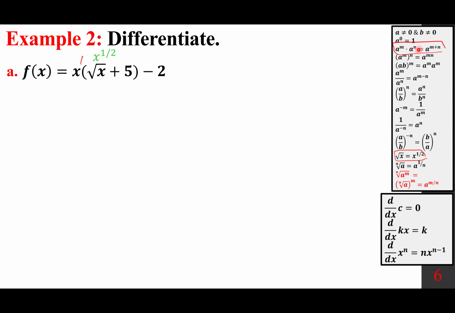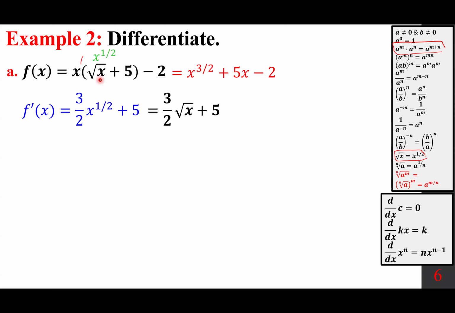A to the power of m times a to the power of n is a to the power of m plus n. So this becomes x to the power of 1 plus 1/2, which is 3/2, 5x minus 2. We do that so it becomes ready for the next step, which is simply differentiation using the rules that have been discussed. So what happens here? 3/2 x to the power of, subtract 1, is 1/2, plus 5. And of course, x to the power of 1/2, we know it's the square root of x. We put it back in the same format.